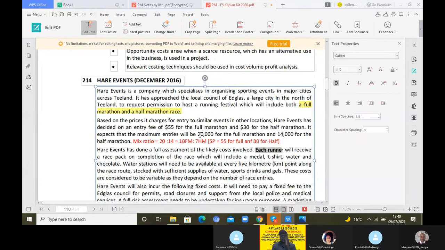So each runner will receive a race pack on completion of the race, which will include a medal, t-shirt, water, and chocolate. Water stations will need to be available at every 5 kilometer point along the race route, stocked with sufficient supplies of water, sports drinks, and gels. These costs are considered to be variable as they depend on the number of race entries. So the examiner has proceeded to tell us, but even if the examiner had not told us, we have already picked it up.